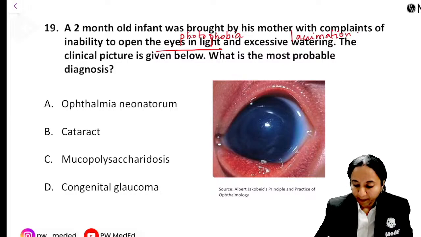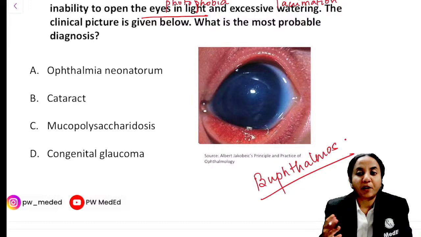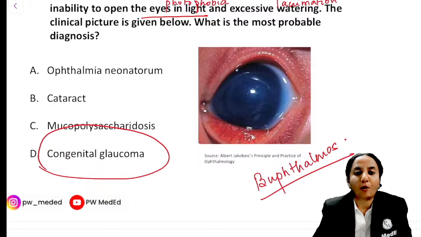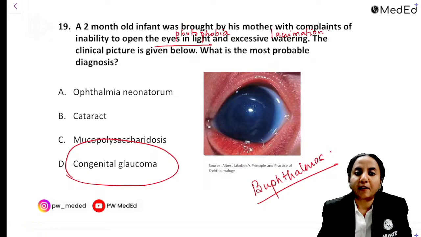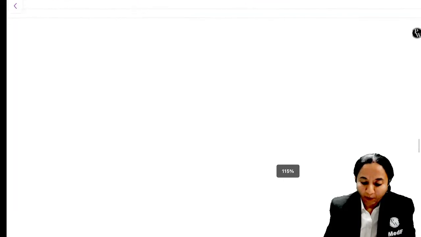So this is typically what we call bouphthalmos. Large eyeball, large diameter cornea and hazy cornea appearing almost blue. So the diagnosis is congenital glaucoma. Now, taking the opportunity, this is very obvious and there is nothing really to explain in this. But taking the opportunity of this question, I just want to tell you one more thing.